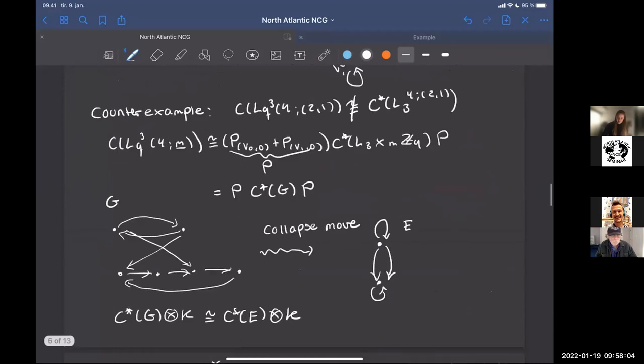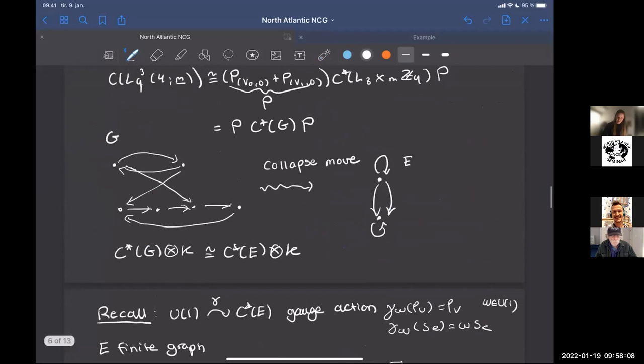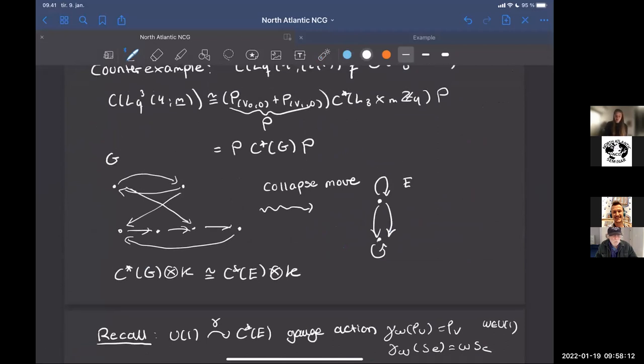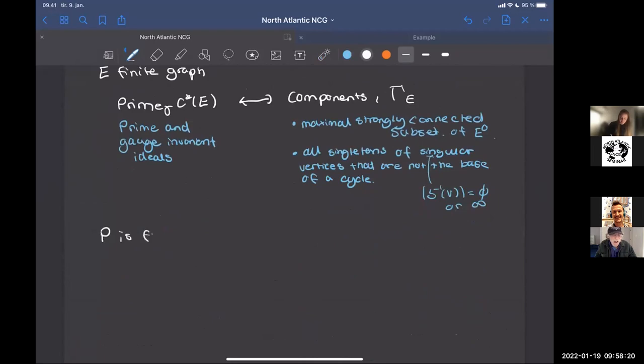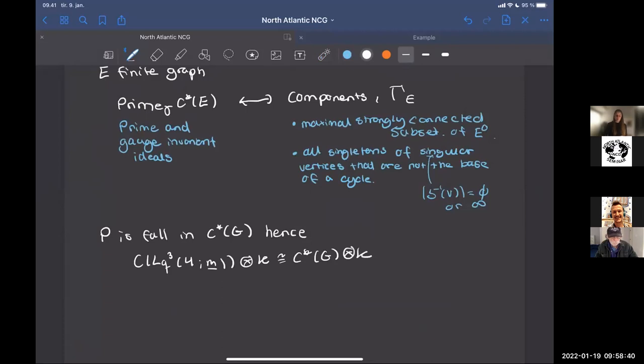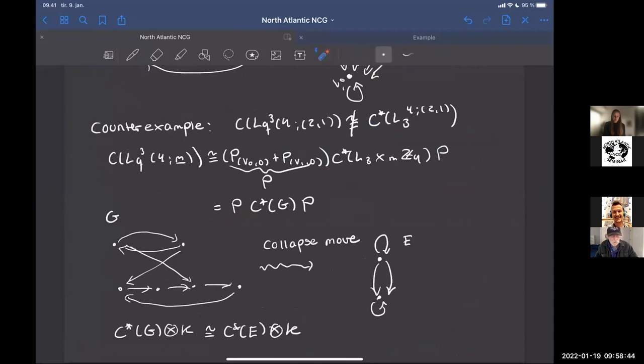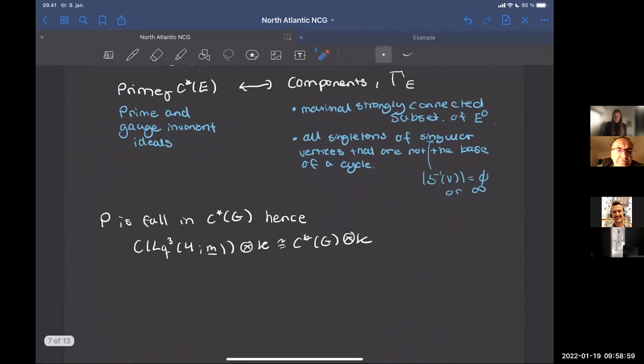Okay, so let's come back to this corner again. So now we know that the C*-algebra of G is stable isomorphic to the graph C*-algebra of E. It can also be shown that P is a full projection inside the C*-algebra of G. Hence, we have that C*(L_{Q_{3,4,M}}) will actually be stable isomorphic to the graph C*-algebra of G. It comes from here because if P is full in this C*-algebra, then this corner is stable isomorphic to this graph C*-algebra here. It follows by a result by Brown. So now we know that these two are stable isomorphic.